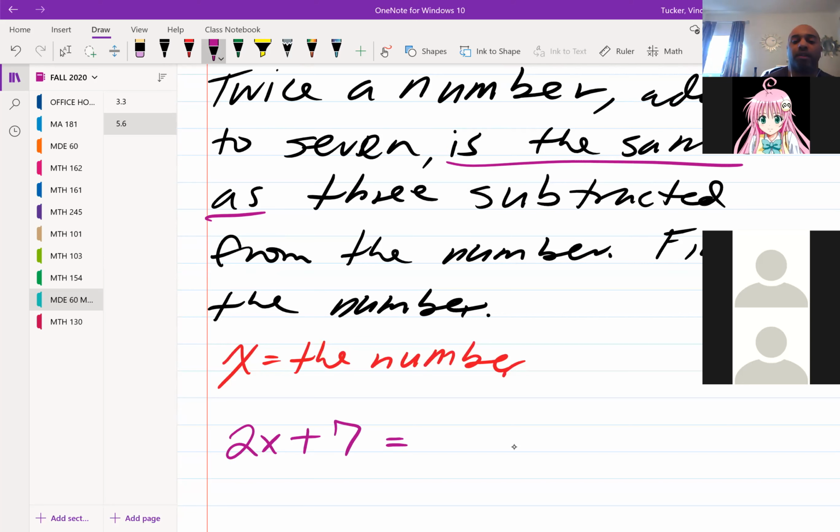3 subtracted from the number. So now if you're going to subtract 3 from the number, you wouldn't do 3 minus x. You do x minus 3, because x is the number you're looking for, and you're subtracting 3 from it. Questions on the setup before we solve?